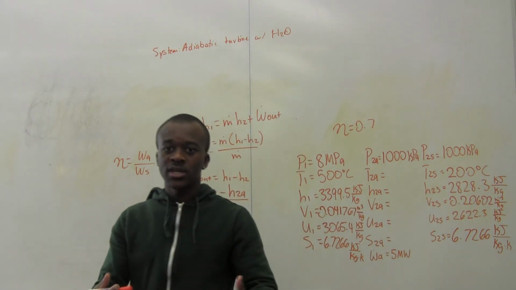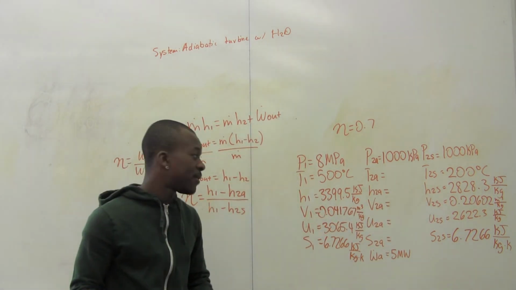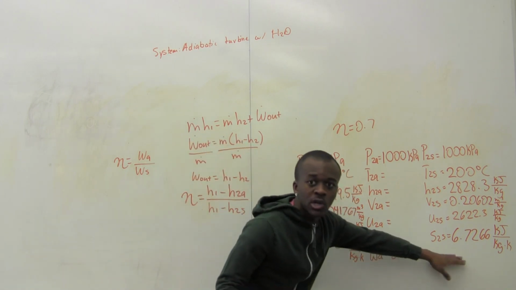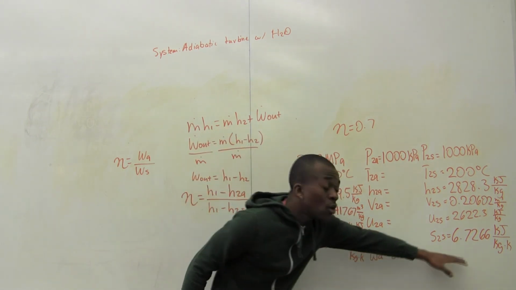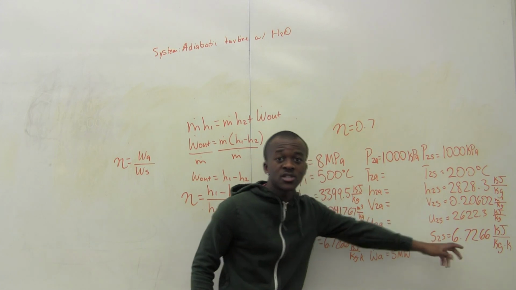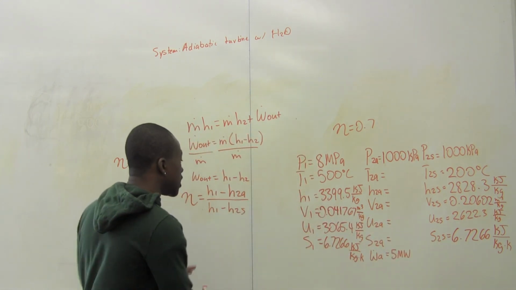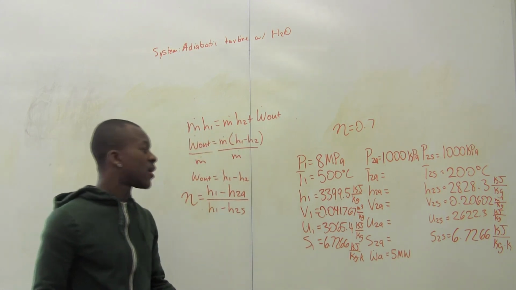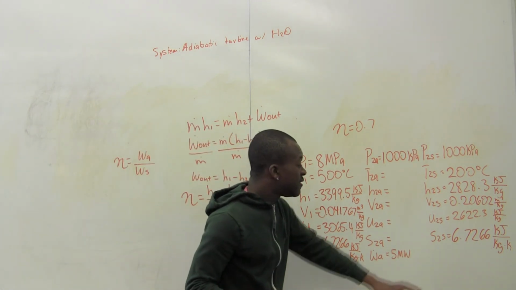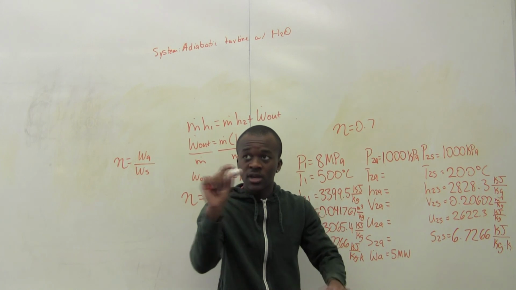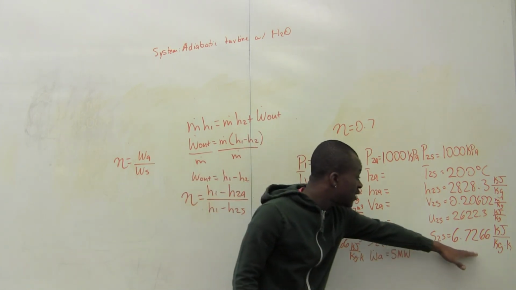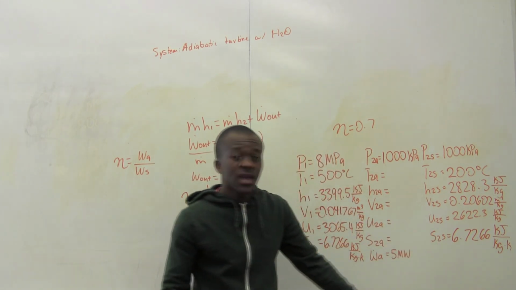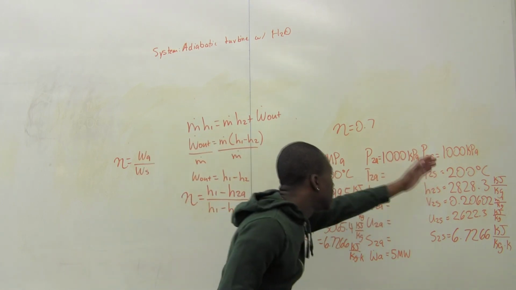I went to 1,000 kilopascals, which is the same as 1 megapascal. I found the entropy that was closest to the entropy that I know for sure. I know for sure this is correct because we're dealing with an isentropic process, right? So this entropy has to be the same for the isentropic turbine. So I went and found the row that had the closest entropy value to this entropy, and I went ahead and used those values for that entropy.